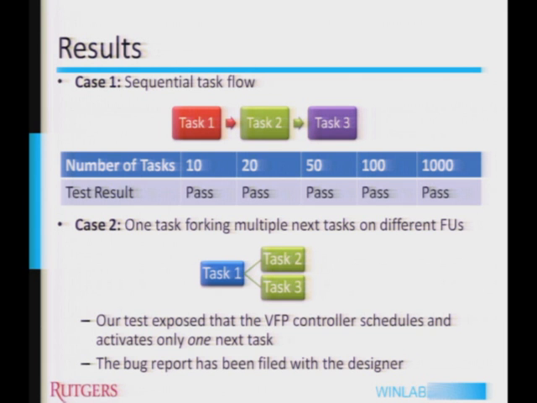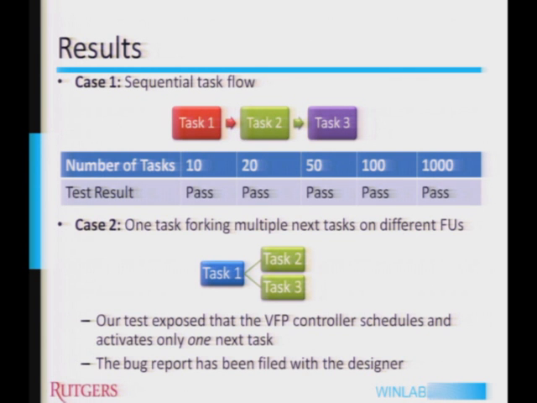For this purpose, we have considered 2 cases of next task processing. The first one is a sequential task process where each task is followed by one next task. And in such a case, we have simulated cases with 10, 20, 50, 100, and up to 1,000 tasks scheduled one after the other. And we have successfully verified that in all these cases, the next task has been processed according to the program flow.